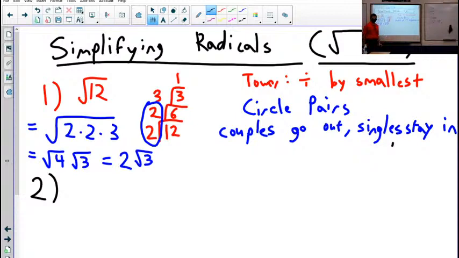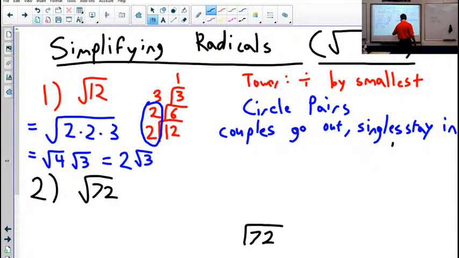Let's do another one so you see how this works. Square root of 72. I'm going to go a little bit quicker this time through the steps, but the steps are going to be the same. Let's build our tower. Remember, divide by the smallest number you can until you can't divide by it anymore. So we have 72. Can I divide that by 2? Yes, I can. 72 divided by 2 is 36.